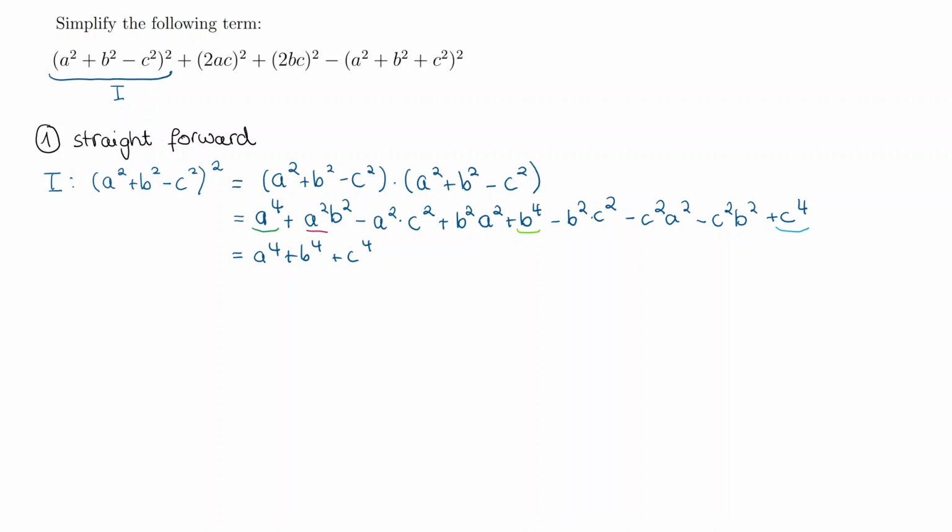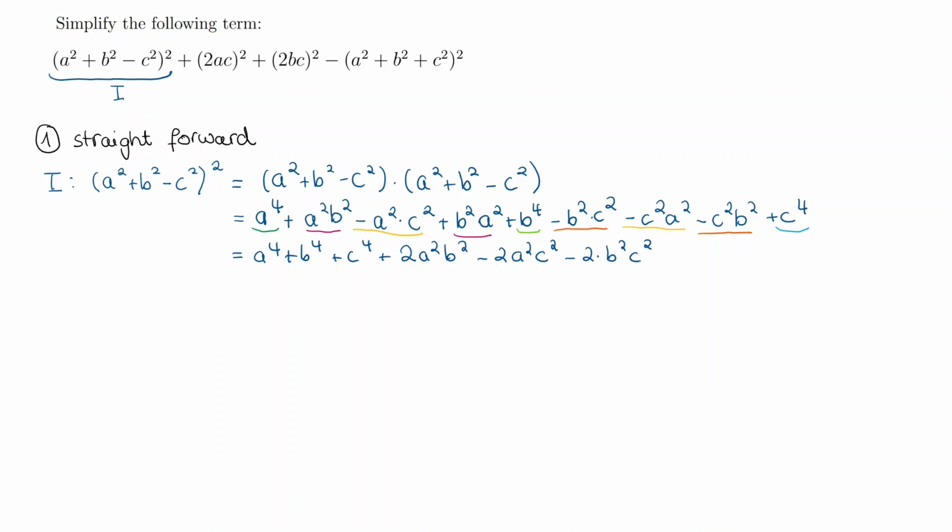Then let's look at the other terms we have. We have a square times b square here. We also have it here. And this is it. So we have 2 times a square times b square. And then what else do we have? We have minus a square times c square here, and here again minus a square times c square. So this would be minus 2 times a square times c square. And then we also have minus b square c square here, and here again. So this would also be minus 2 times b square c square.